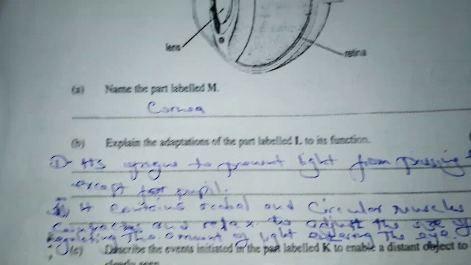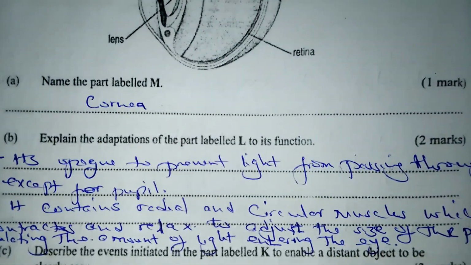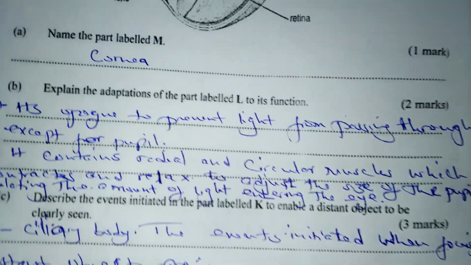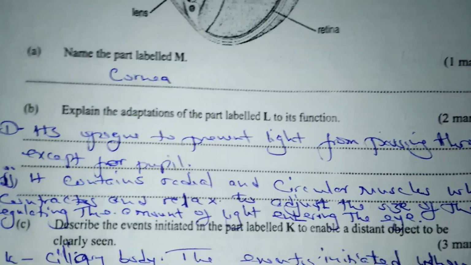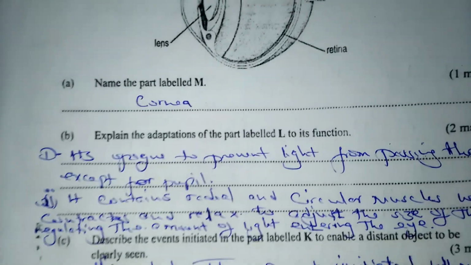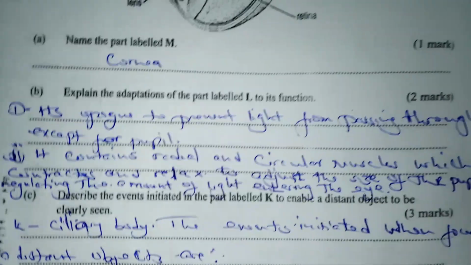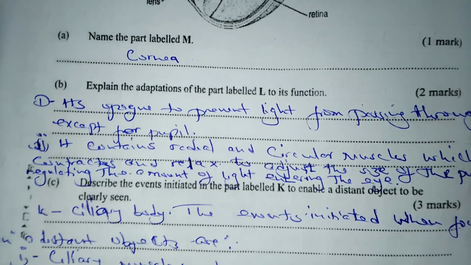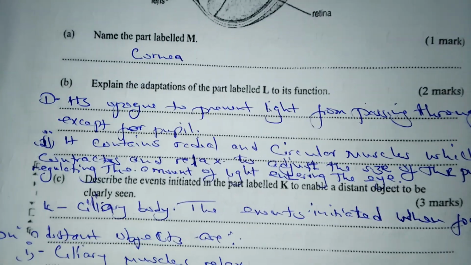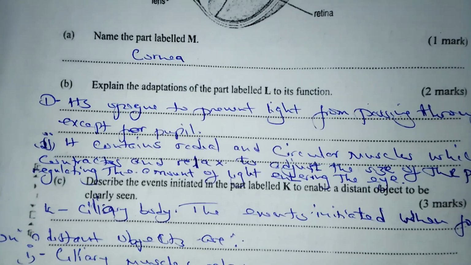So you just say it's opaque to prevent light from passing through except for a pupil. It also contains, explanation number 2, it also contains radial and circular muscles which contract and relax to adjust the size of the pupil, regulating the amount of light entering the eye.